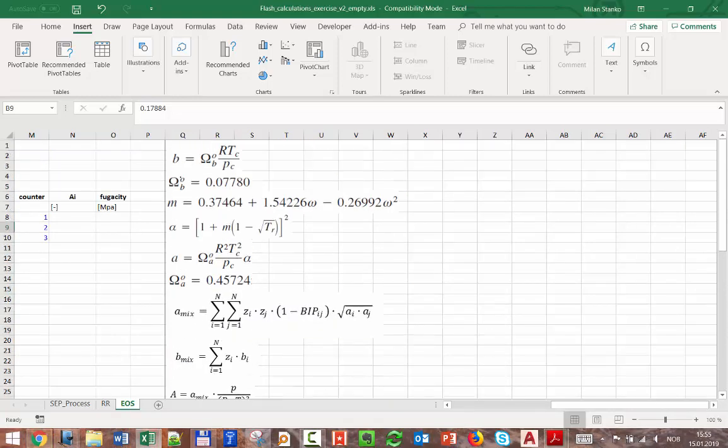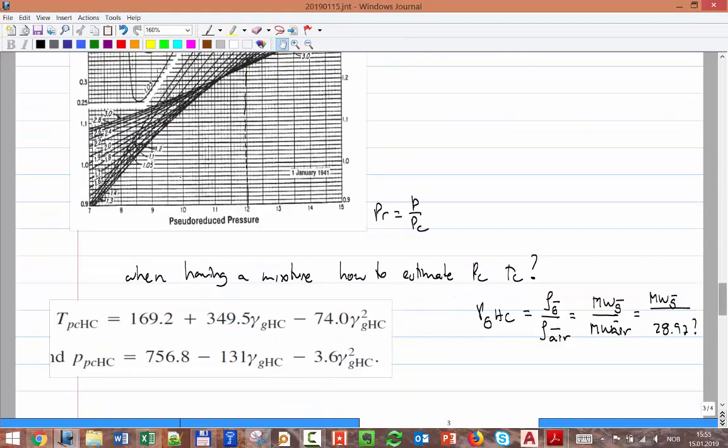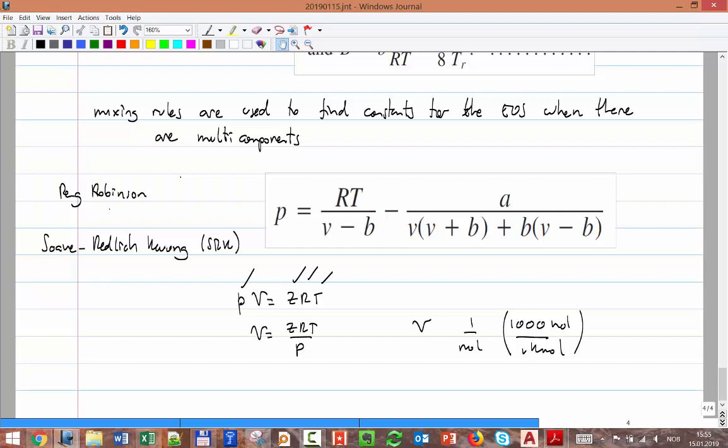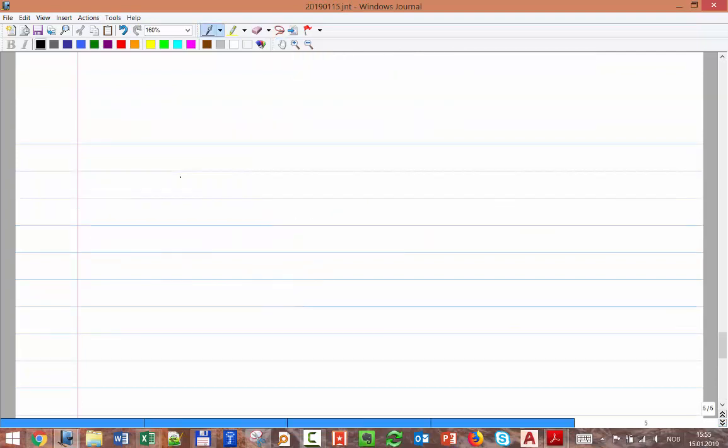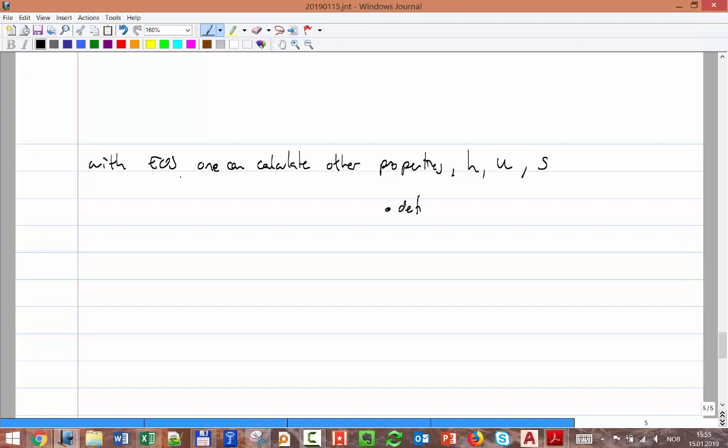Let me just type here to make some notes. With the equation of state, one can calculate other properties. The other properties might be enthalpy, internal energy, entropy S, all other properties that I need. And how do I do that? Actually, I use the definition of the property.